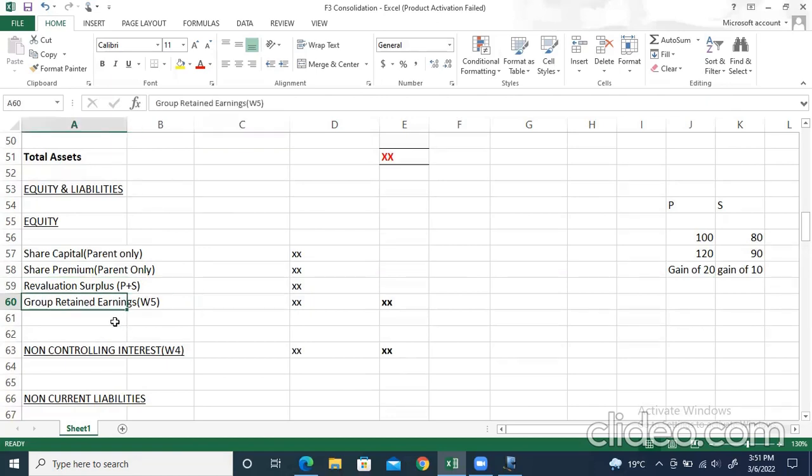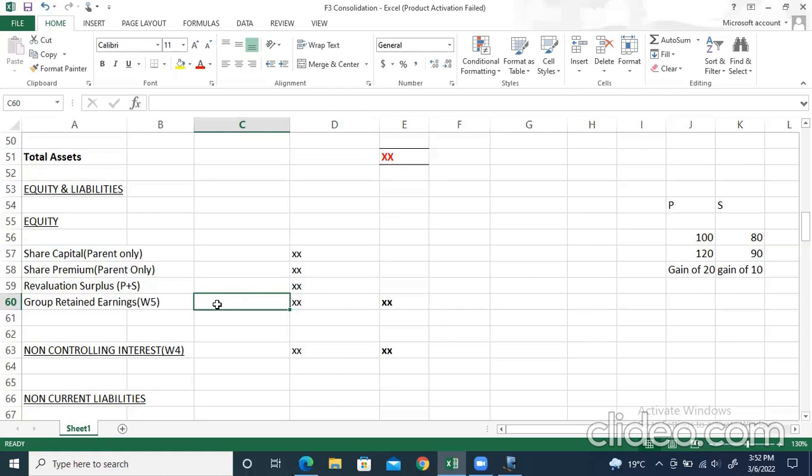Now this is the main thing, group retained earnings. If you remember working five, I told you it was purely dedicated to which company? The parent company, because it had all the post acquisition profit share of parent, the retained earnings of parent, all those things which are related to the parent. So that's why we are adding this as well, because it's a readily made figure that has already been calculated. That was the retained earnings of the parent plus the post acquisition difference from working two.